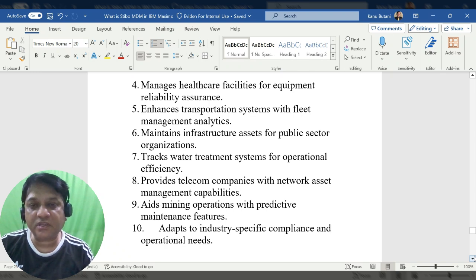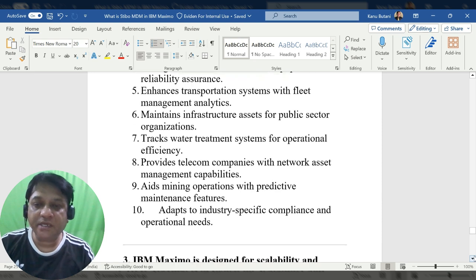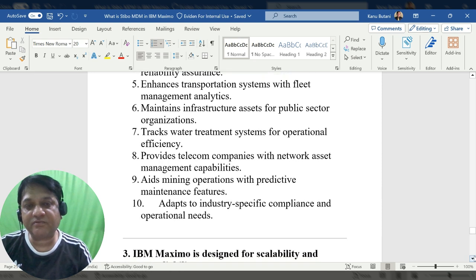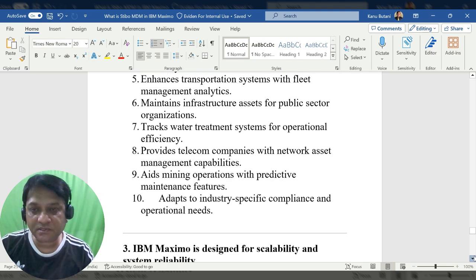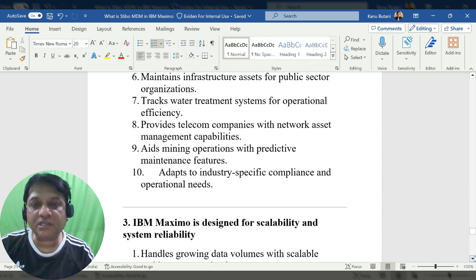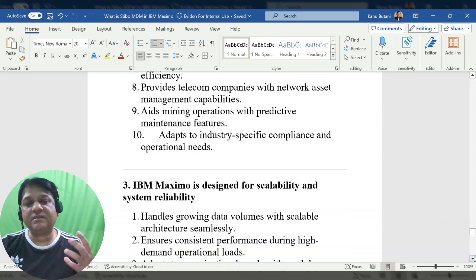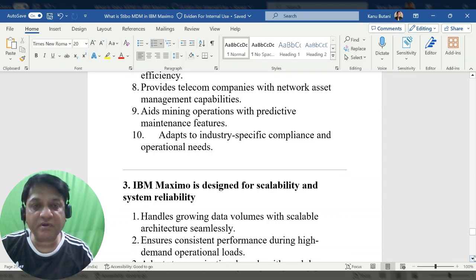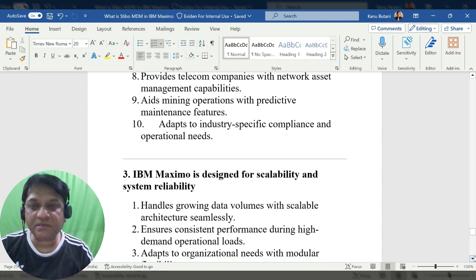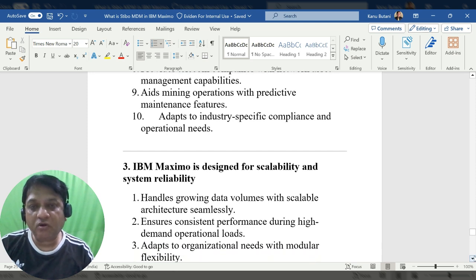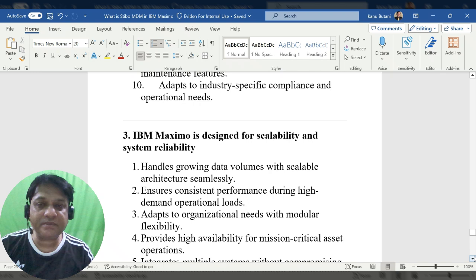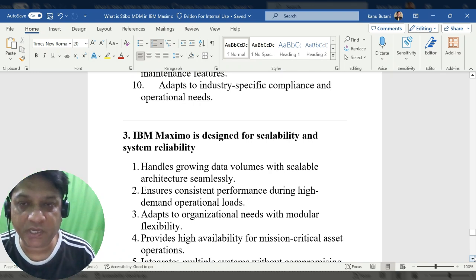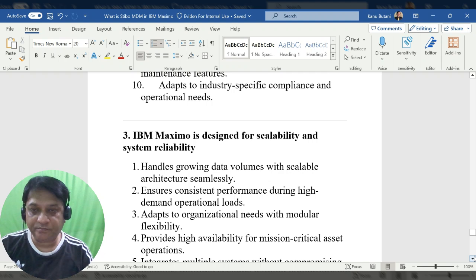It enhances transportation systems with fleet management analytics. It maintains infrastructure assets for public sector organizations. It tracks water treatment systems for operational efficiency. It provides telecom companies with network asset management capabilities. It aids mining operations with predictive maintenance features. And it adapts to industry specific compliance and operational needs.